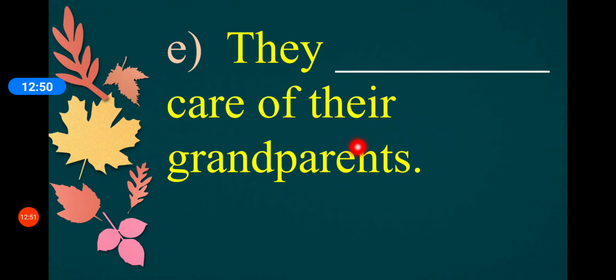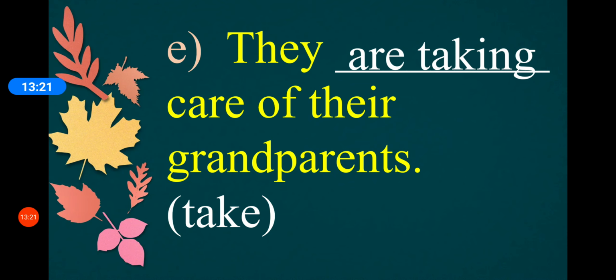They dash care of their grandparents. Now, the verb that is given to us is take. So, they with you, we and they, we make use of are. Now, we have come to know are would come here. Then take, when we add ing to it, the spellings would definitely change. This e would go away. So, it would become they are taking care of their grandparents. Next one.